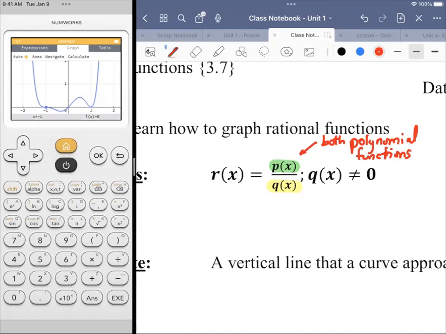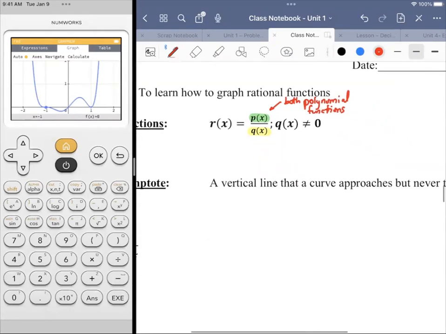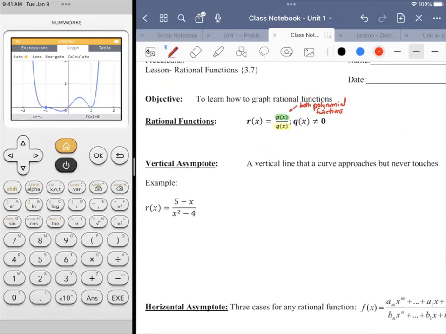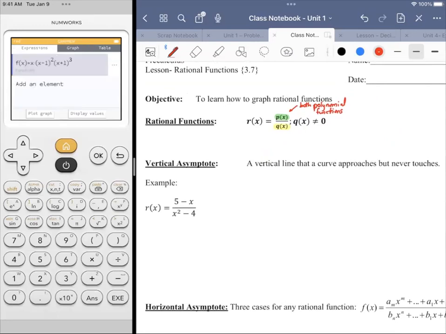All right. Vertical asymptotes, vertical line that a curve approaches but never touches. So I'll just give a quick example here. Just going back to good old NumWorks. I'll show you how to find them in a minute, but I want to show you what it looks like first. So I don't need this template anymore. I'm going to go 5 minus x. I like to put the division symbol in first so that I don't have to worry about parentheses. 5 minus x, x squared minus 4. All right. So lock that in, go to the graph.